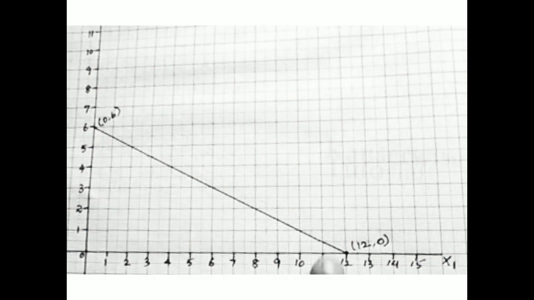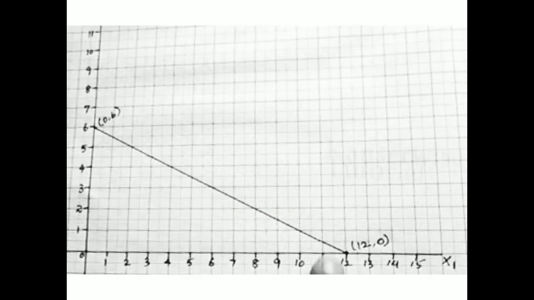So I have plotted the points, that is, first I told you that I got two sets of points, that is x1 is equal to 0 and x2 is equal to 6, and x1 is equal to 12 and x2 is equal to 0. I have plotted both the points on the graph paper, and then I have joined those points to get the line of that equation. So I have obtained the line for the first constraint equation.